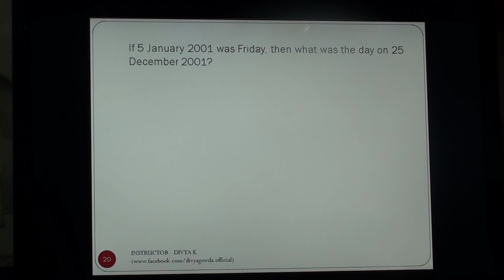Now you will be asked certain questions like, if 5th January 2001 was a Friday, then what was the day on 25th December 2001? Here, 5th January 2001 being a Friday need not actually be true. We don't know. Sometimes the question paper setter will just assume that some random date is this day, and accordingly we are supposed to find the other date. So in our shortcut method, first you check whether 5th January 2001 is actually a Friday or not.